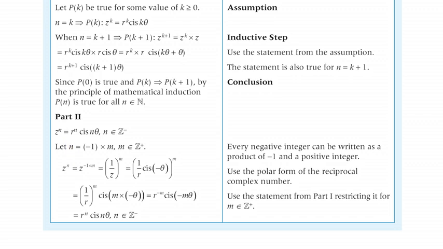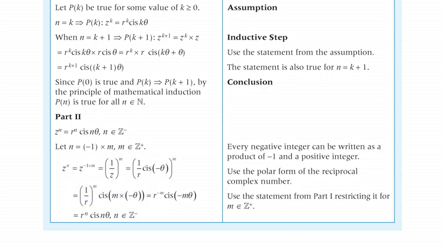Use the power property of the inverse of a complex number. z to the n equals z to the minus 1 multiplied by m equals 1 divided by z to the m equals 1 divided by r multiplied by cis negative theta, to the m. Use the power property of a complex number in polar form and simplify the expression. Equals 1 divided by r to the m multiplied by cis m multiplied by negative theta equals r to the negative m multiplied by cis negative m theta.